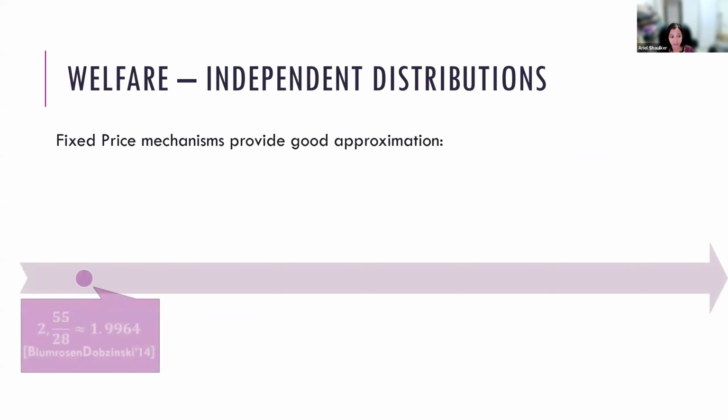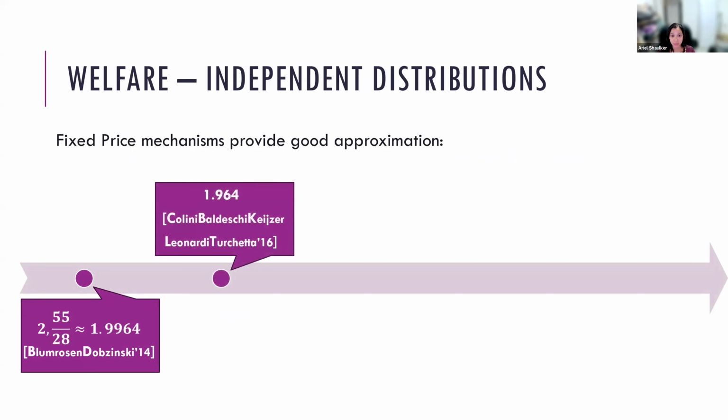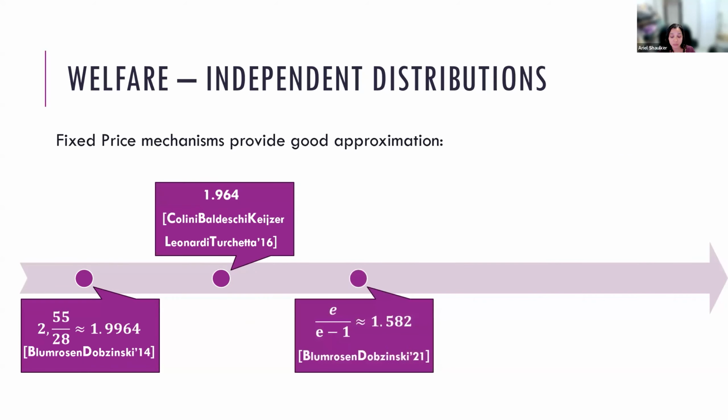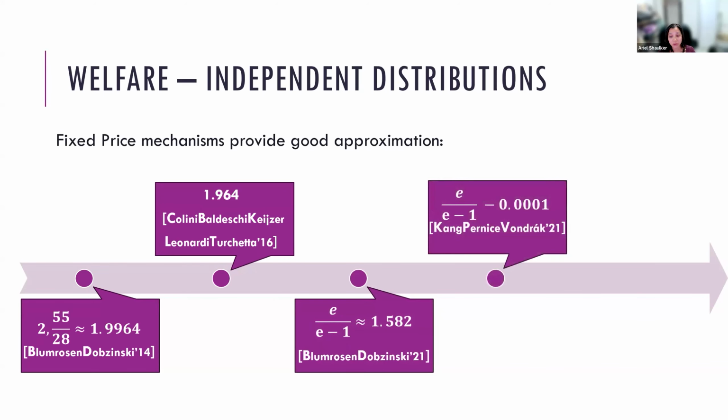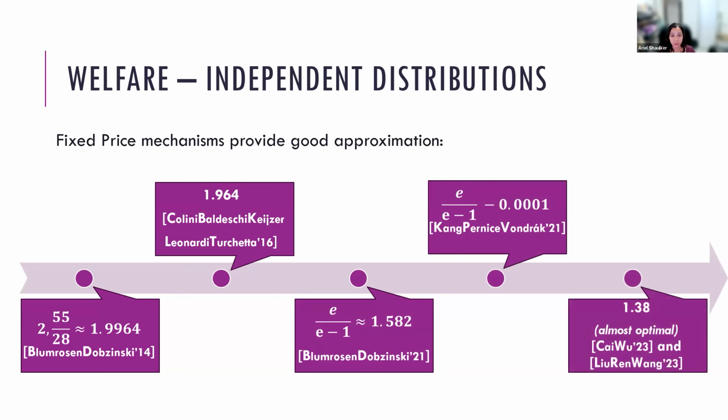So now, for approximating welfare for independent distributions, fixed price mechanisms are enough. They provide a good approximation. The first mechanism gave an approximation ratio of 2. It was later improved to 1.96, and then to e divided by e minus 1. And it seemed like maybe this is the right answer. However, it turns out that we can do slightly better. And quite recently, it was improved to an almost optimal ratio of 1.38.